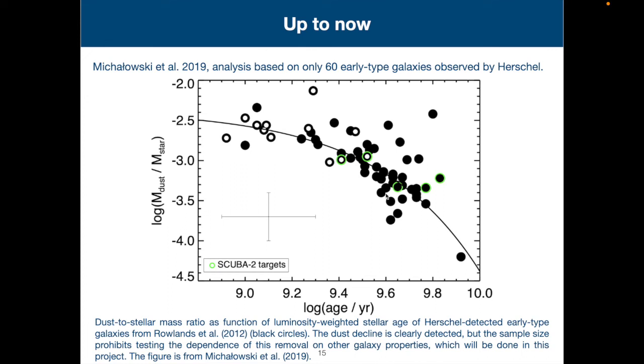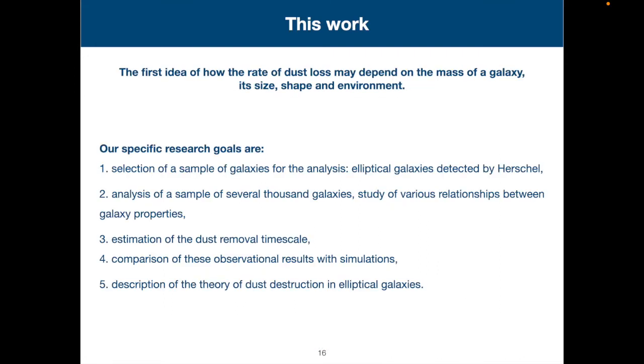The approach to determine the rate of dust loss as a function of galaxy properties will be implemented in my project. So in my project, we will investigate the relationships between properties of 3000 dusty galaxies becoming passive to understand the dust removal. So these are our specific research goals.